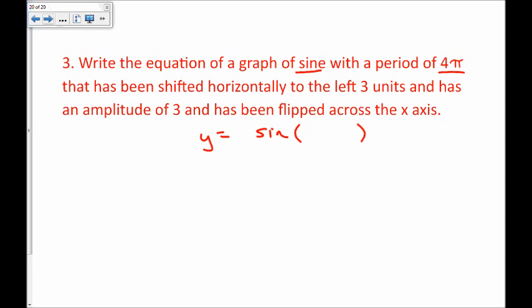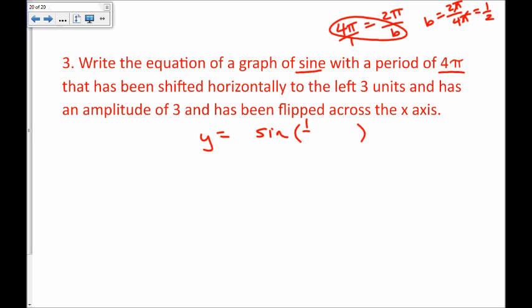So I know that with a sine, the period is equal to 2 pi over b. The period they've just told me is 4 pi. So that goes right here, 4 pi over 1. I will switch diagonally, and so b is equal to 2 pi over 4 pi. The pi's cancel, and I get 1/2. So b must be 1/2.